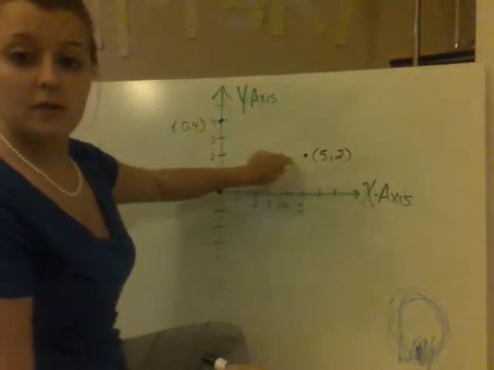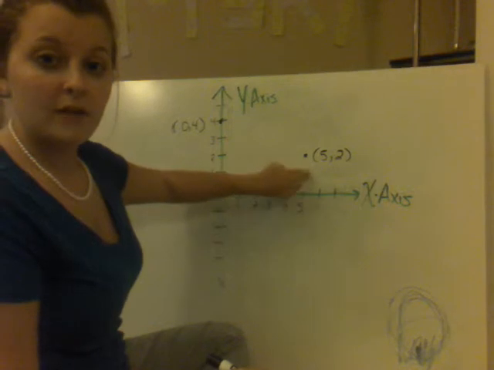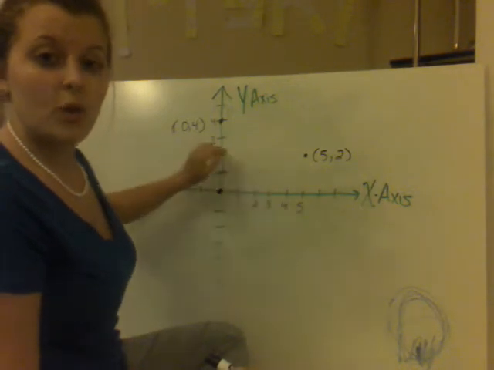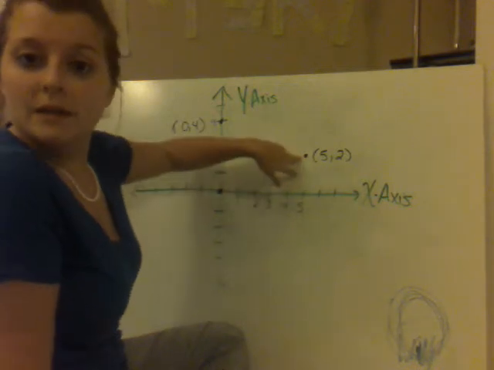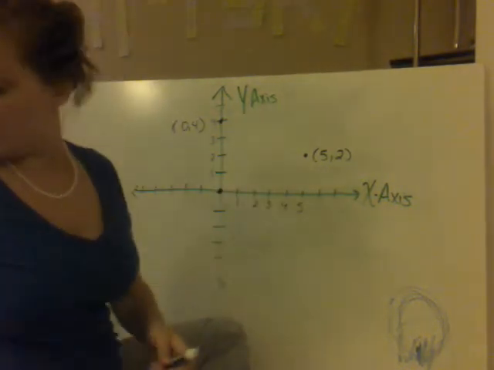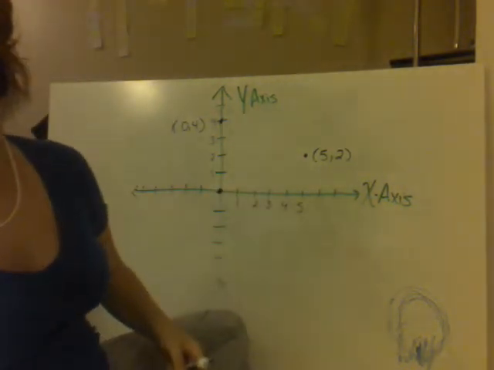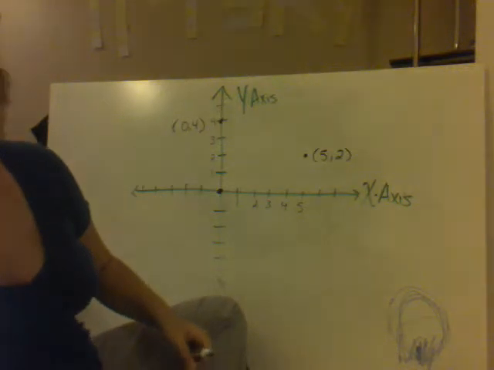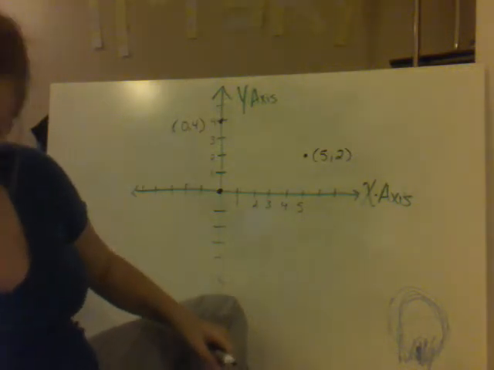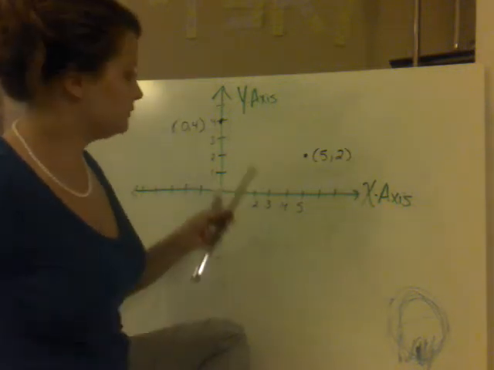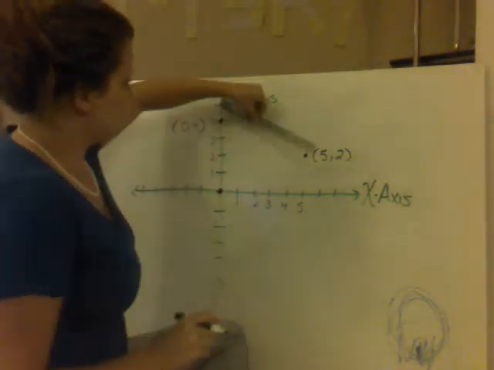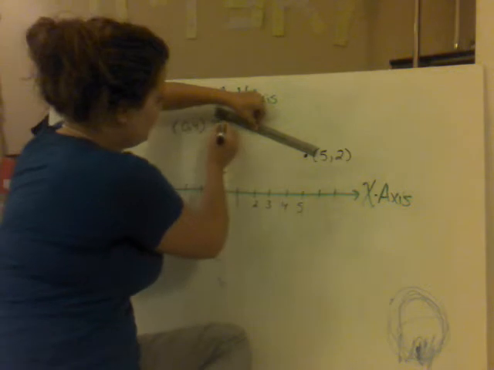This is my coordinate for this point: 5 on the x-axis and 2 on the y-axis. Now let's say I want to combine these points. Say I'm making a slide. Okay? So I can grab, if I can get it, there we go. I can grab my handy dandy ruler and I can say, here's a line.